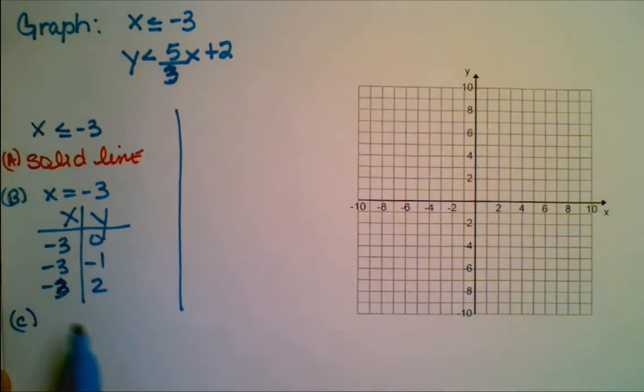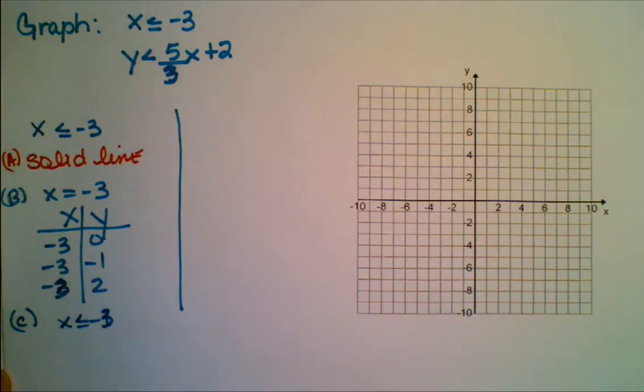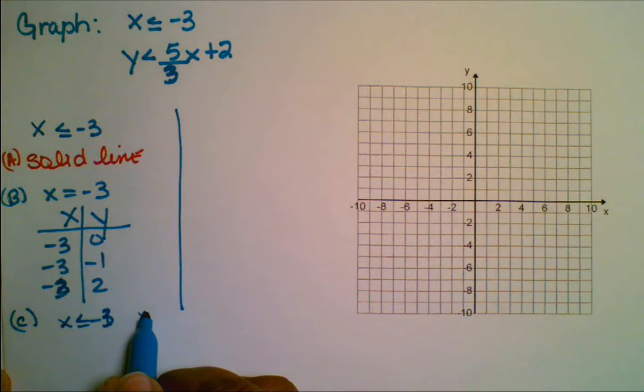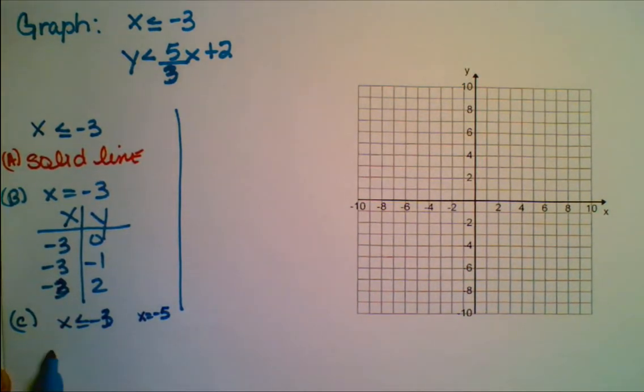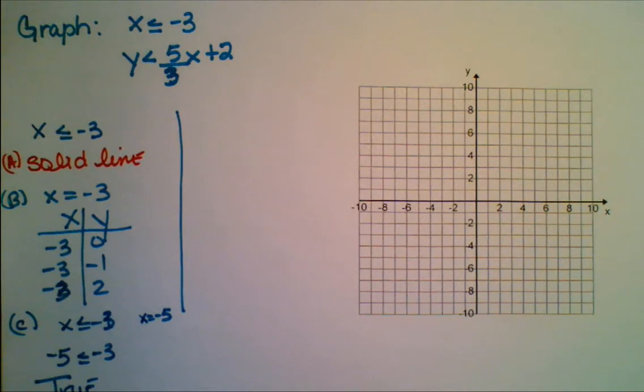Okay, so going back, for x, we plug in -5. Is -5 less than or equal to -3? That is true. Okay, so we're going to shade that side. Just hold off for a second because I want us to work on the second inequality.